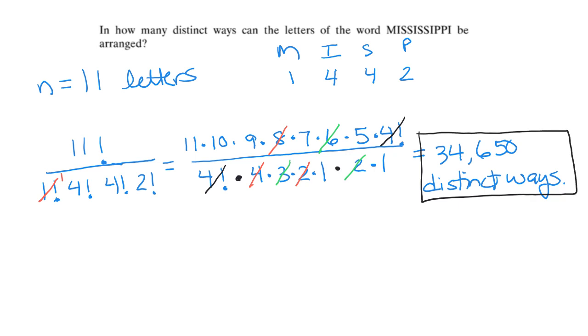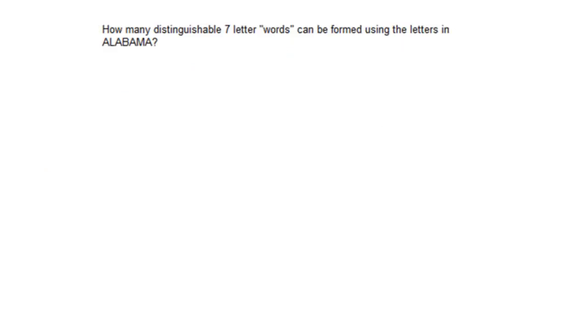So once again, we counted the number of letters in the word Mississippi, and then we looked at each unique letter and counted how many times that letter occurs. The number of times the letter occurs is actually going to be the factorials listed in the denominator. All right, so here's the last problem.